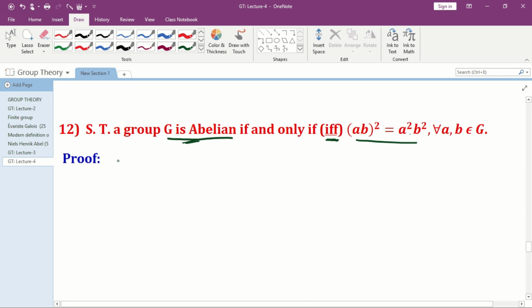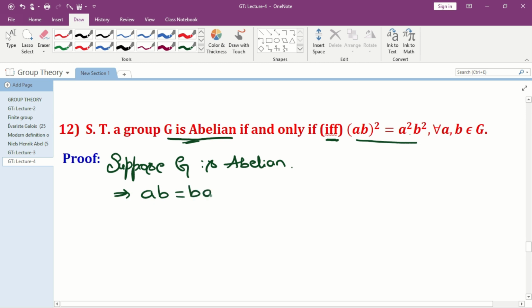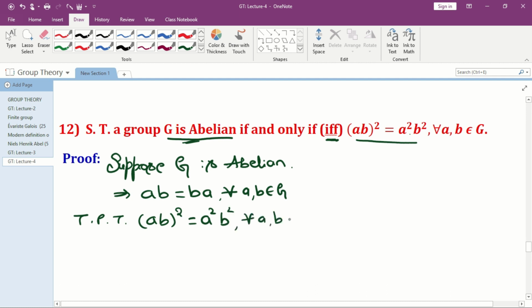Okay, the first case, suppose G is abelian. So abelian means what? It satisfies commutative law. What is that commutative law? AB is equal to BA for all A, B belongs to G. So what is our aim? To prove that AB whole square is equal to A square B square for all A, B belongs to G. This statement we have to prove.